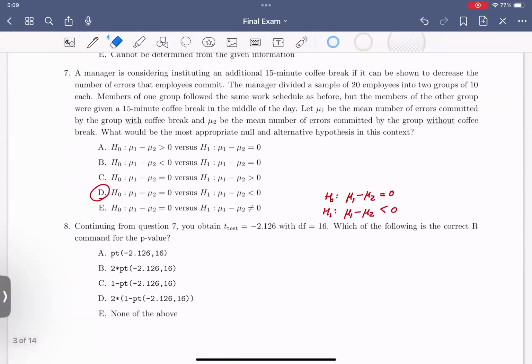All right. Question 8. Continuing from question 7, you get the t-test of minus 2.126 with the degree of freedom 16. Which of the following is the correct R command for the p-value? All right, this one is easy. So let's suppose that you have the t-test here. The t-test is actually minus 2.126, and the degree of freedom is 16.